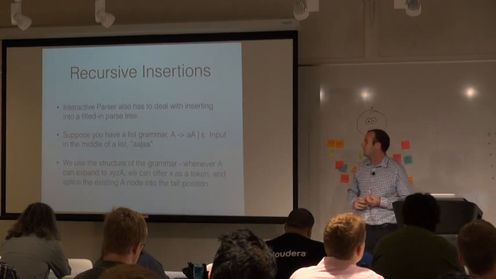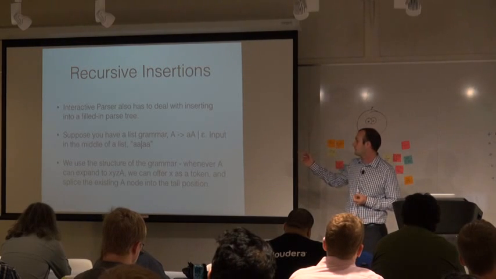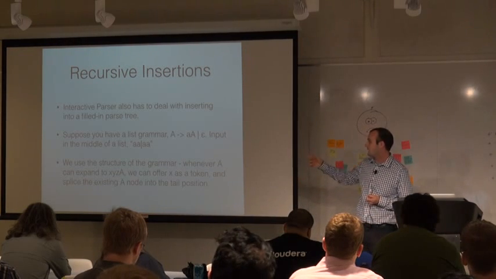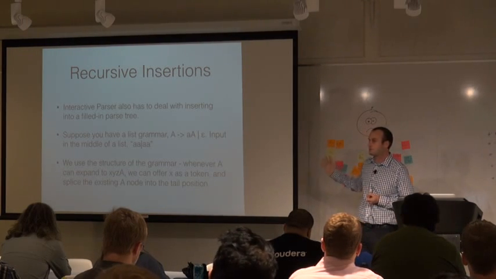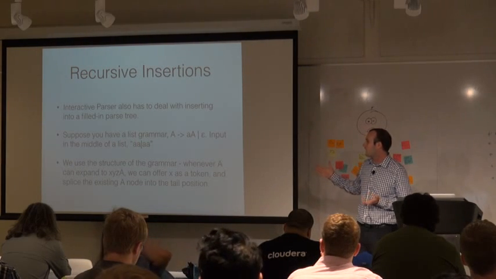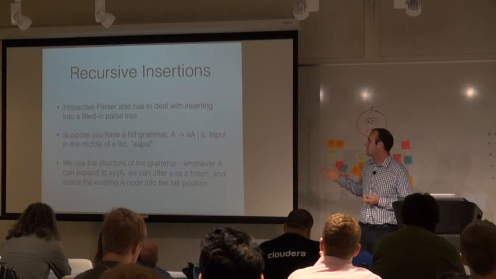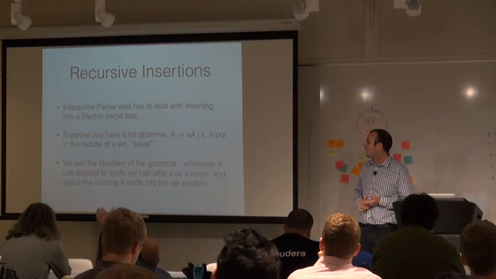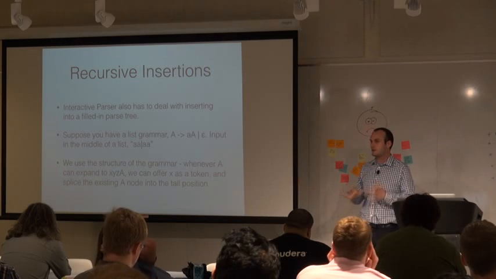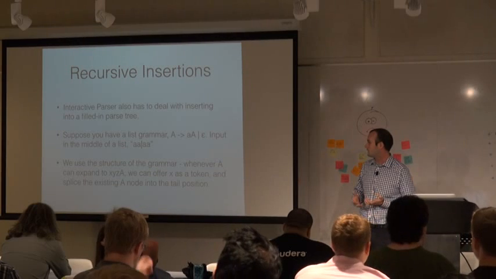The example I have is a grammar for a list of A's. So it just has one production. The A production is either an A followed by a list of A's, or it's nothing. So suppose that you have some text, which is a list of 4 A's, and you're trying to insert something in the middle. So in this case, the tree is already complete. There's a left child, there's a right child, everything's filled in. So the question is, how do you offer that A that you want to insert?